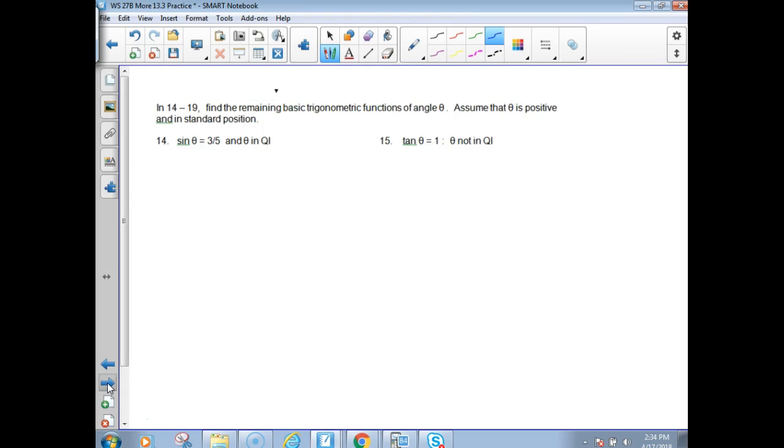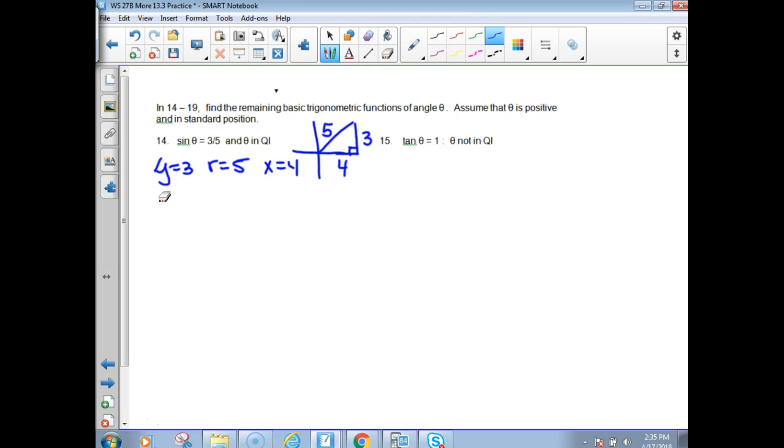All right, this section, to find the remaining basic trig functions of theta, assume theta is positive and in standard position. What does sine of theta being 3/5 tell you? And you're in quadrant 1, so that tells you a couple of things. If the sine is 3/5, that means the y is 3 and the r is 5. So this tells you that y is 3, r is 5. And then you figure out x, and it would be 4 because I know the special 3, 4, 5 right triangle. So I found out x is 4, and then you would write the remaining basic trigonometric functions of theta.